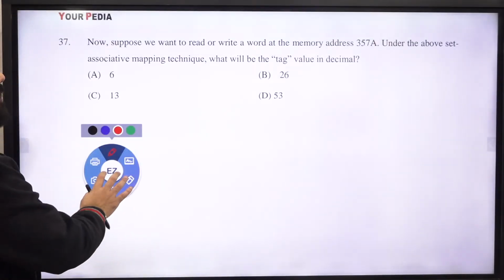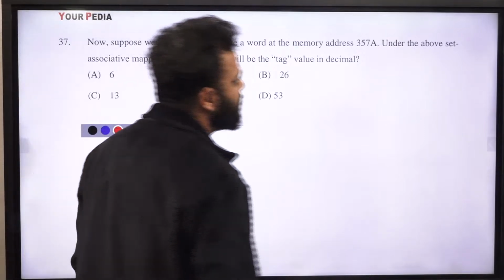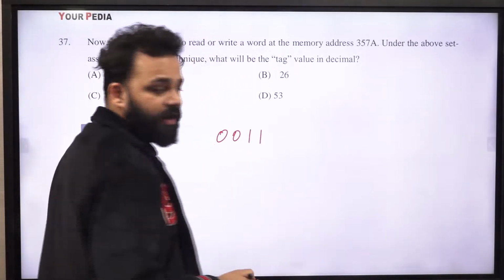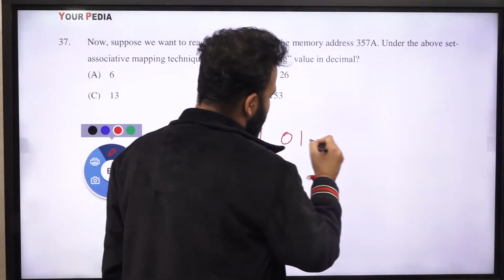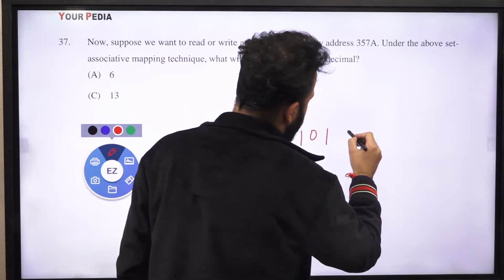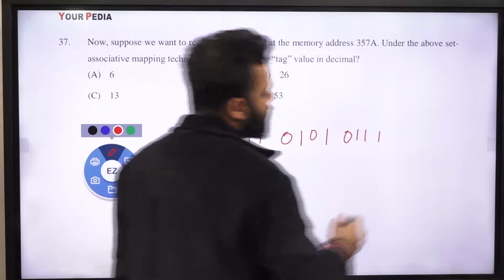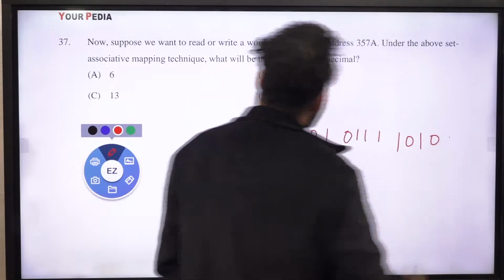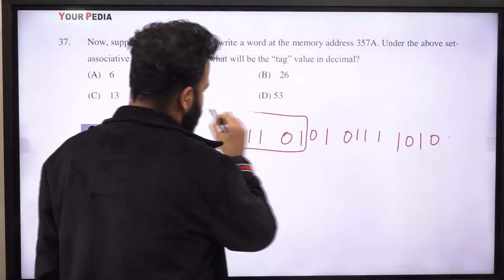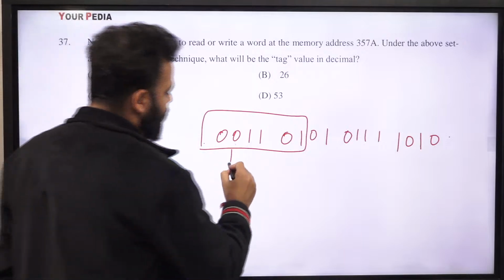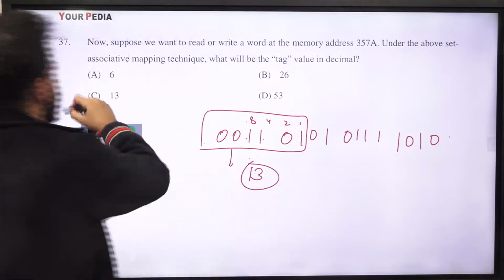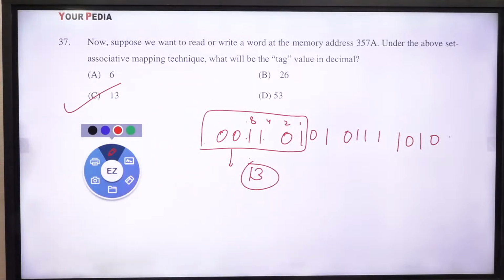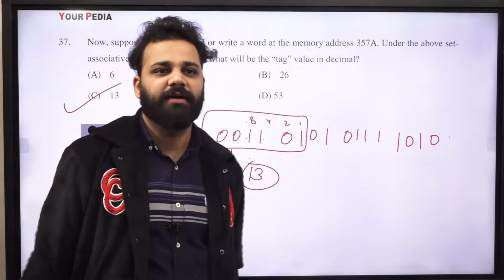Now next it is saying that we want to read a word from the memory address 357A. So write down 357A. 3 in hexadecimal will be written in binary in this way. 5 will be written as this, I guess. Yes. 7 will be written as this. A is nothing but 10, so 8, this. So the first 6 bits are the tag. What is the decimal value of this? It is 12 and 13, so the correct option will be option C. If you have the address 357A, 13 will be your tag value in decimal.